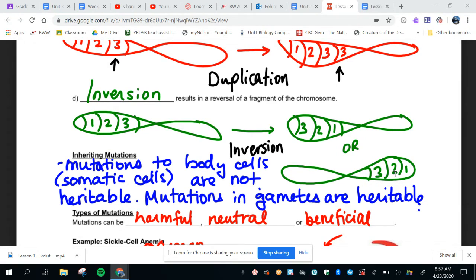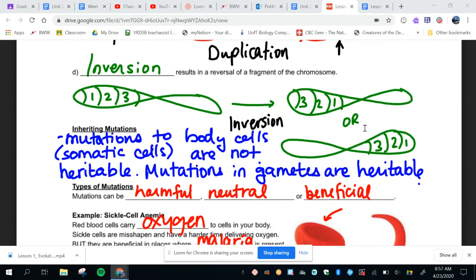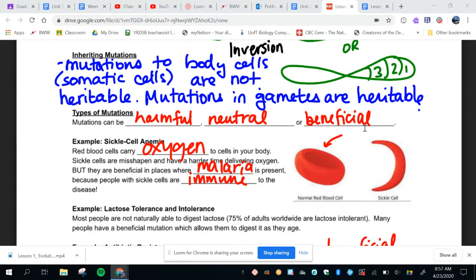And again, these are pretty dangerous because what we see happen is the information is in the wrong place. And whenever that happens, you're going to have issues with the protein that's ultimately made. Okay, so a little bit more about inheriting mutations, and we spoke about this when we dealt with non-disjunction and meiosis, way earlier in the unit.